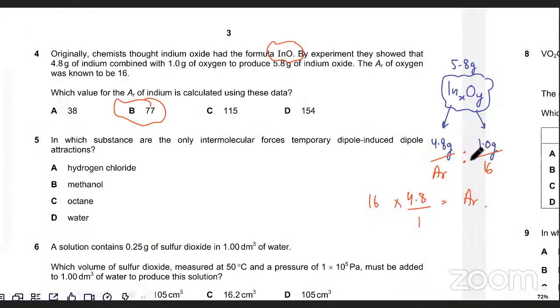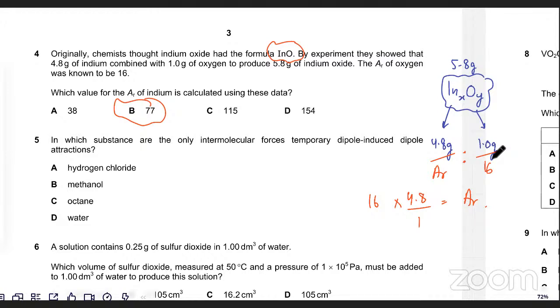So just make sure that it's not the same as the usual empirical formula question. Instead, the empirical formula is already provided. You already know the ratio. You know it's 1:1, so that means whatever moles you're going to get over here, the same moles would be over here as well. So you're just going to equate the two together. Is this clear?